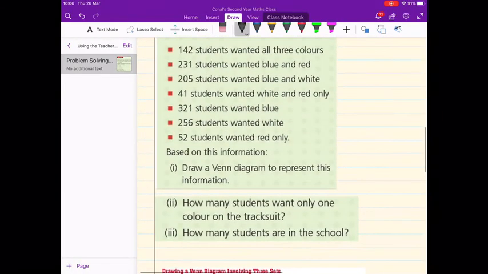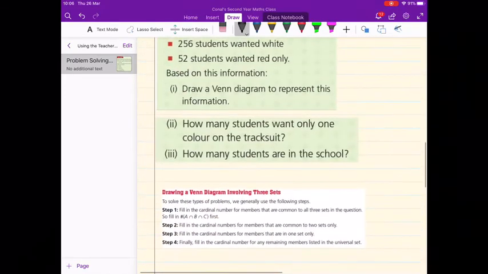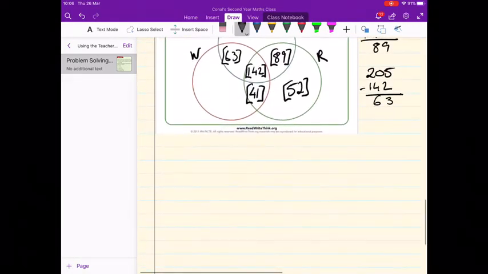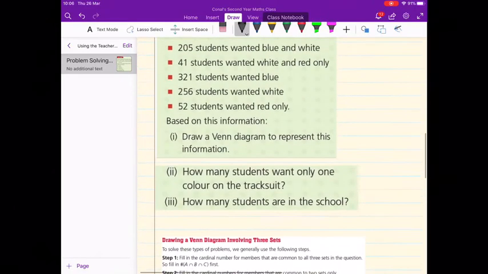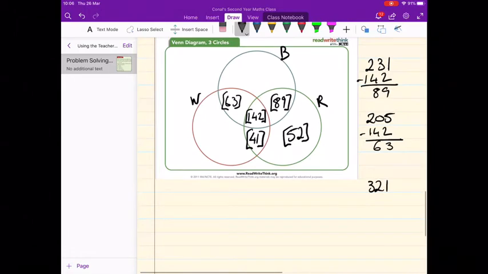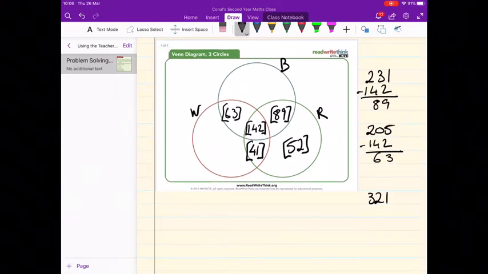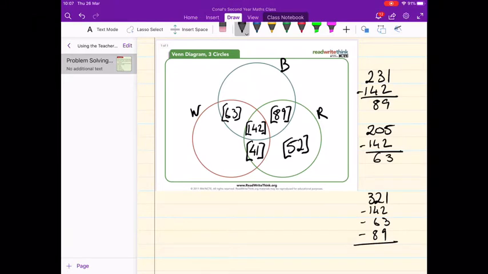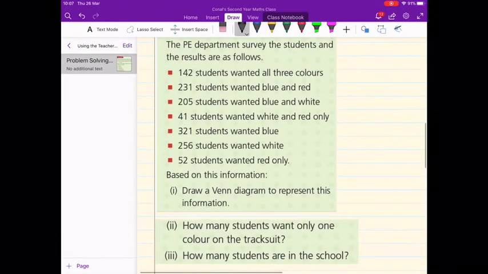But then we have 321 students who wanted blue. So that 321 for blue is going to be 321 minus 142 minus 63 minus 89. Again, you can just do this in your calculator if you want. I'm a little bit tired, so I will not be doing that in my head. So it leaves us with 27 that want blue on its own.